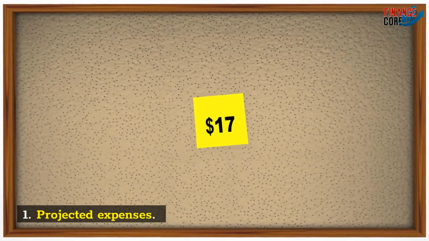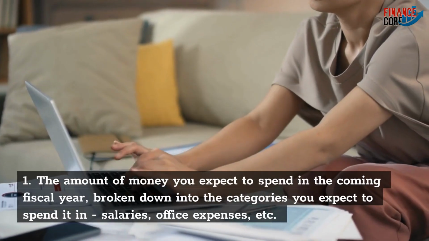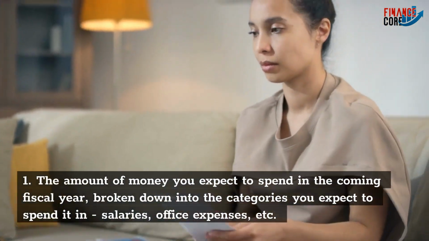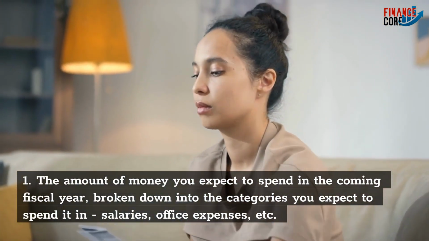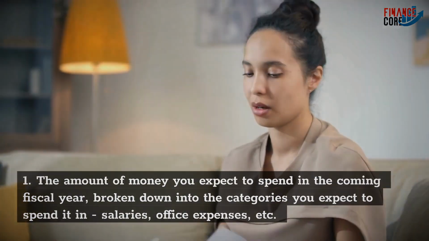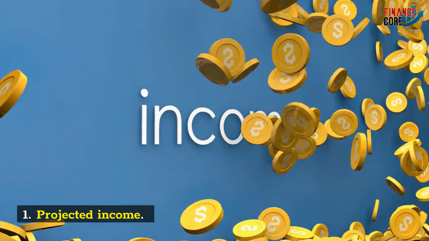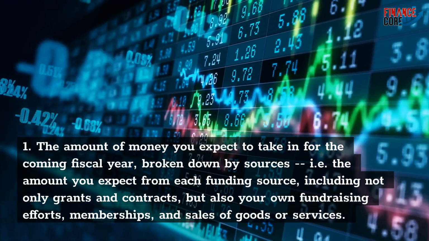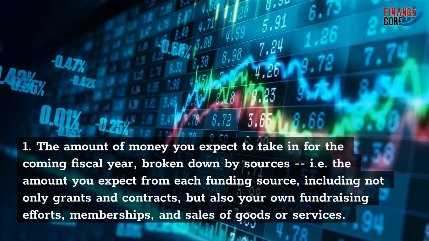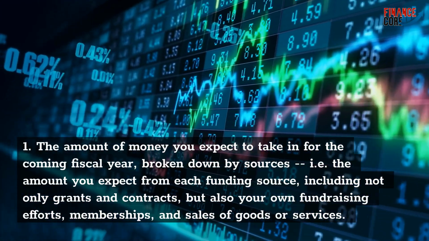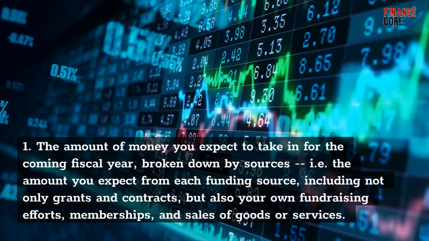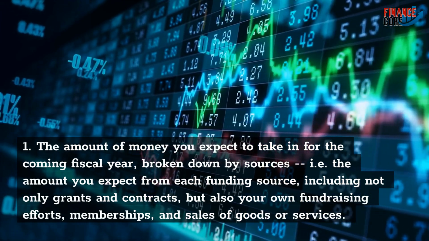1. Projected expenses. The amount of money you expect to spend in the coming fiscal year, broken down into the categories you expect to spend it in: salaries, office expenses, etc. 2. Projected income. The amount of money you expect to take in for the coming fiscal year, broken down by sources, i.e. the amount you expect from each funding source, including not only grants and contracts, but also your own fundraising efforts, memberships, and sales of goods or services.